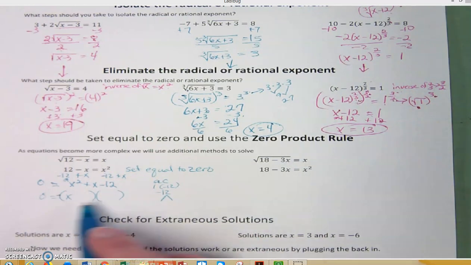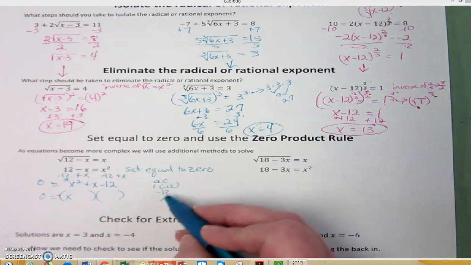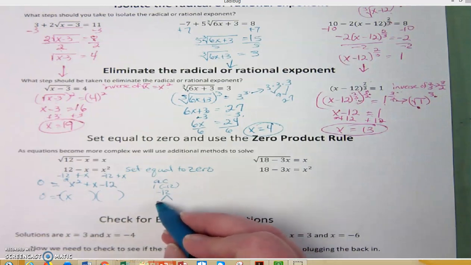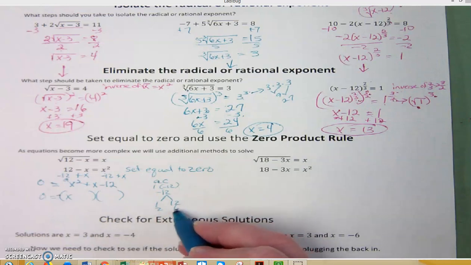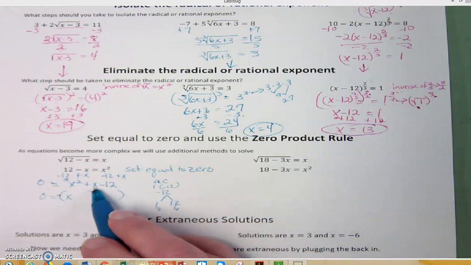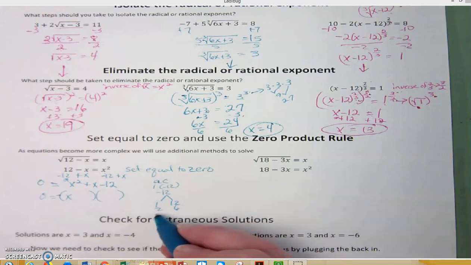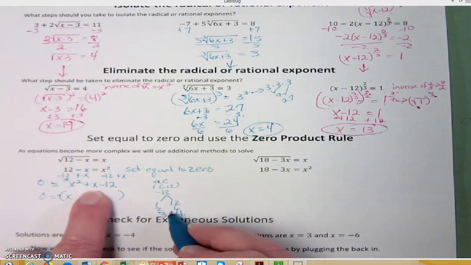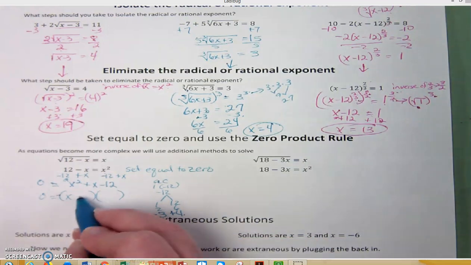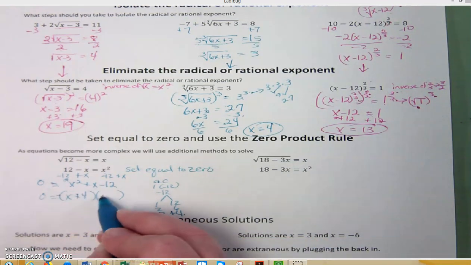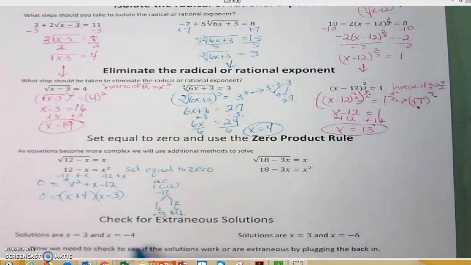So I have negative 12. The factors of negative 12 are 1 and 12, 2 and 6. I'm looking for two numbers that when I subtract them, I get a positive 1x. Then I also have 3 and 4. Ooh, 3 and 4. I have a positive x, so my bigger number needs to be positive, and my smaller number needs to be negative. So I'm going to have x plus 4 and x minus 3. That's how I factor this.